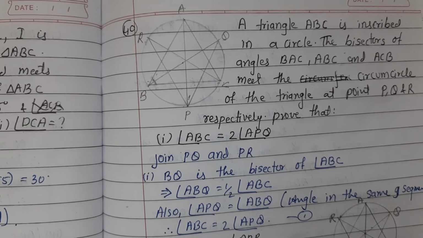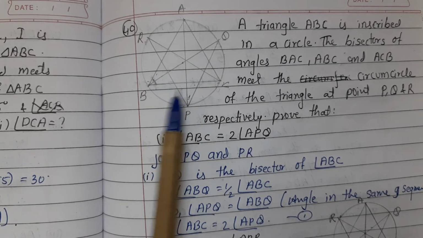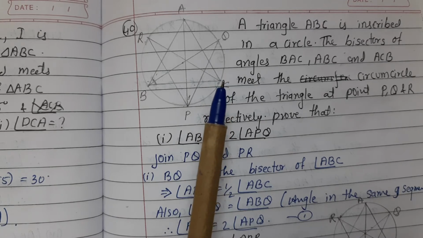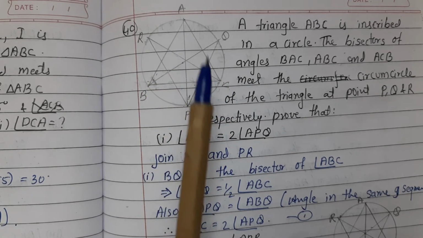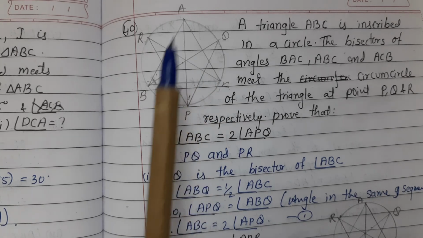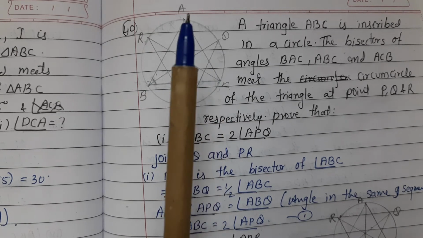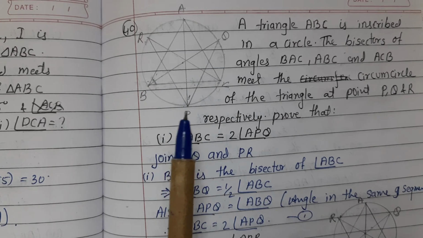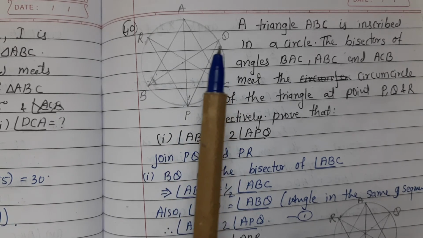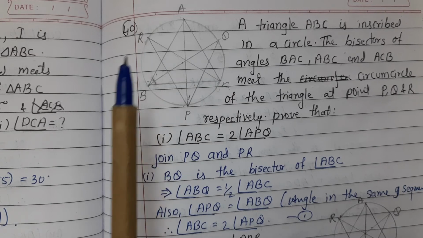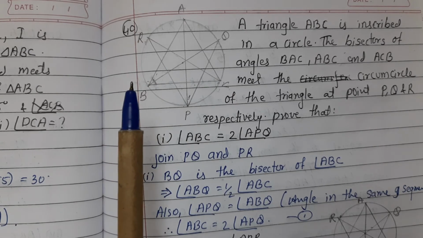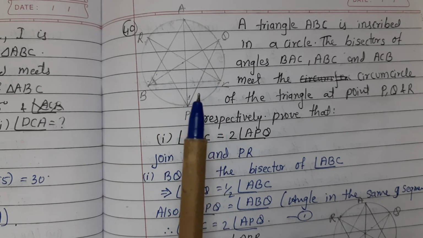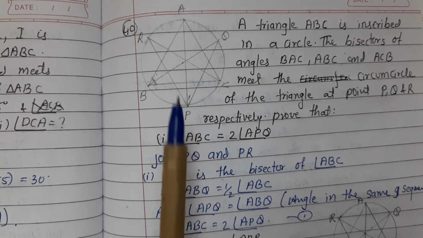Sum number 40. A triangle ABC is inscribed in a circle. The bisectors of angle BAC, ABC and ACB meet the circumcircle at points P, Q, R respectively. Prove that, first part, angle ABC is equal to twice angle APQ.